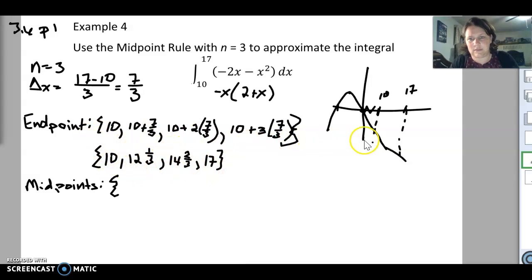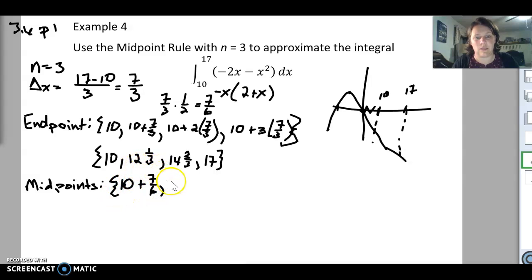Now our midpoints are going to be halfway between each one of these intervals, and it's going to be half the distance of our delta x, because we want to be right in the middle of that distance. So we can take our delta x, 7/3, multiply it by 1/2. That's going to give us 7/6. So we're going to be 7/6 units away from each left-hand endpoint. So our first endpoint is at 10. So our first midpoint is going to be at 10 plus 7/6, which is half of delta x. Okay, so that's going to be my first midpoint.